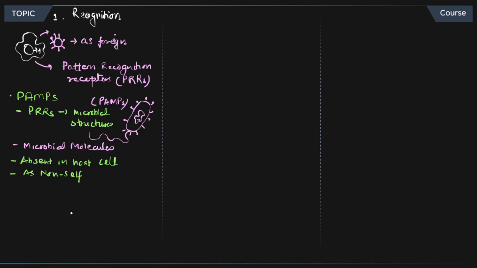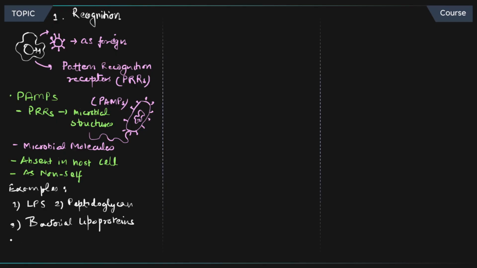And if we talk about examples of those molecules, let me write it down. Examples. First one is LPS, lipopolysaccharide. Second one is peptidoglycan. These are cell wall components of gram-negative and gram-positive bacteria. Bacterial lipoproteins, okay. You have nucleic acids like DNA and RNA that will be detected. You have fungal glycans, especially beta glycans. Let me write it down, beta glycans. These are examples of all the important PAMPs.